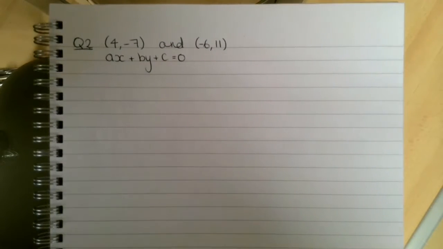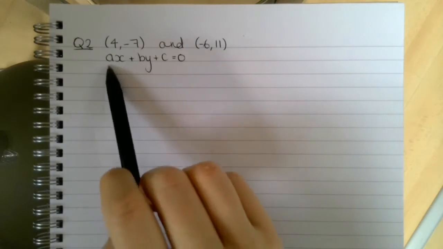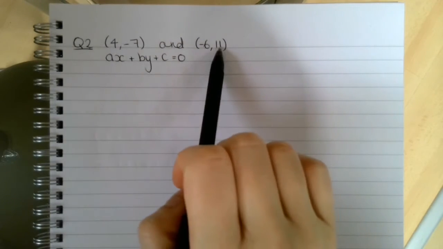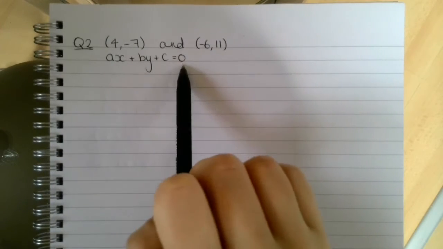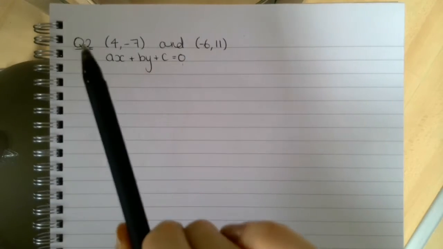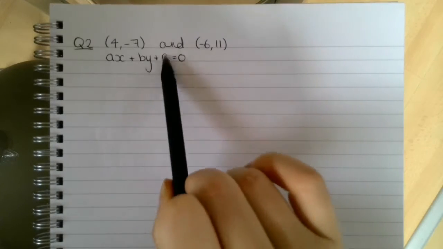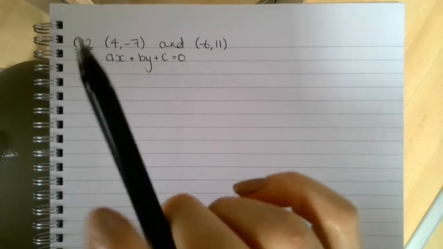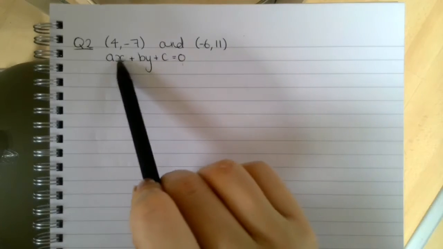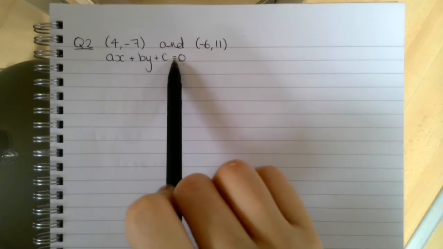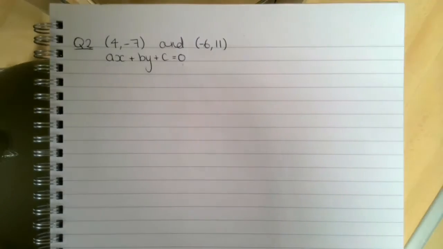For question 2, we're looking at the equation of a straight line. We are asked to find the equation of a straight line between these 2 points and in this form, where a, b and c are integers. Now, remember to read and reread the question when you get a coordinate geometry one, because you will lose a mark if you do not leave it in this form, and so many people lose a mark for not doing that.